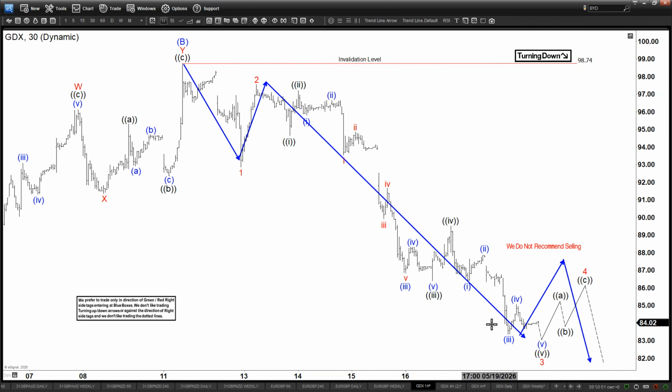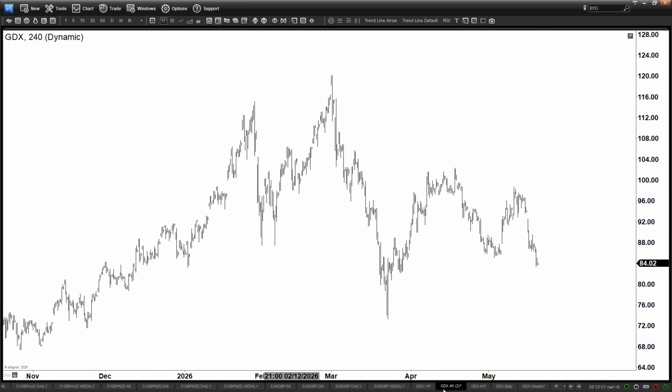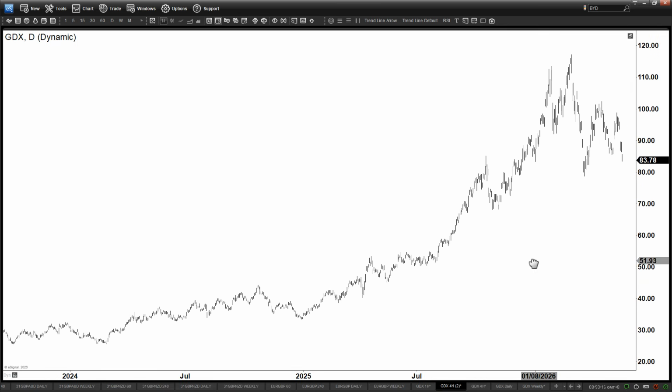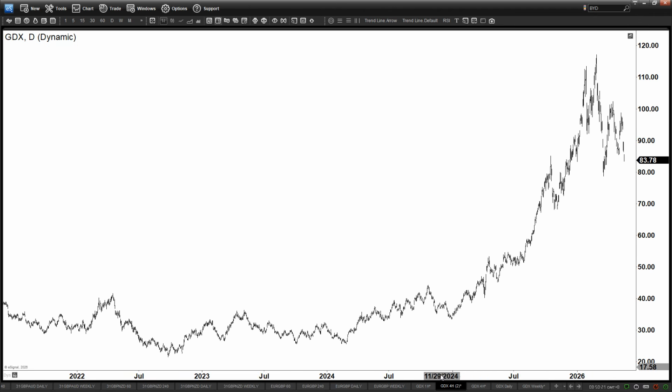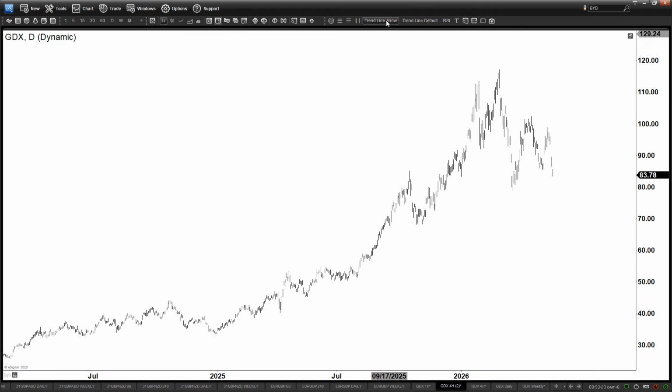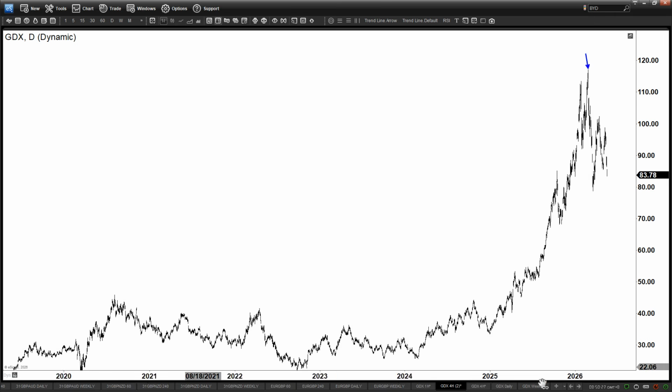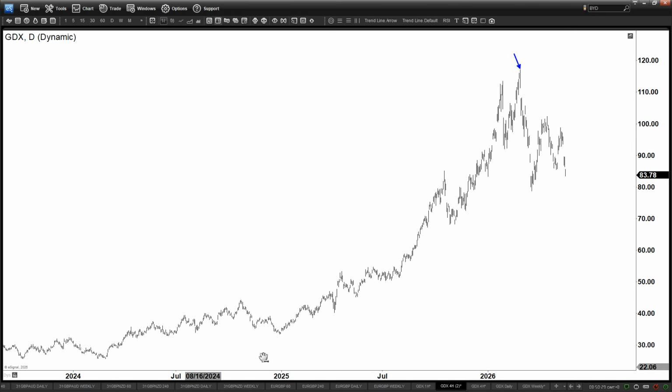Now in terms of the potential target on the downside, if we go to the 4-hour time frame, first of all, let's talk about the overall trend first. If we take a look at the daily, then obviously it's bullish. There's no question. Nobody should say this is a bearish market. We continue to make new highs, and this is the last all-time high in GDX. I believe it's an all-time high. Yes, it's an all-time high.